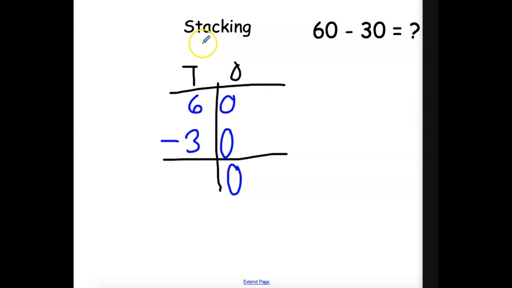Then I have to hop on over to my tens place. 6 minus 3, use any strategy that works for you to figure out. 6 minus 3 equals 3. Now remember, my answer isn't 3, 0. The answer is the number together, which is 30.